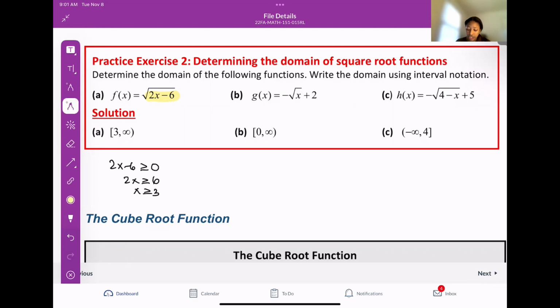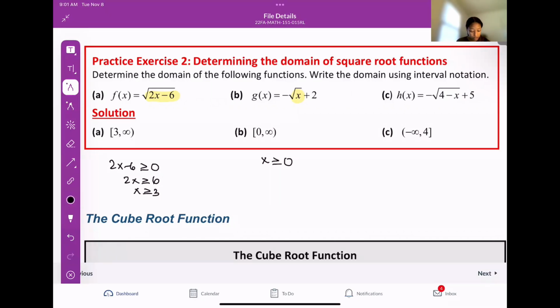For part B, g of x is negative square root of x plus 2. What's under the radical, the radicand? Just the x. So we know that x has to be greater than or equal to 0. That's 0 to infinity, 0 included.